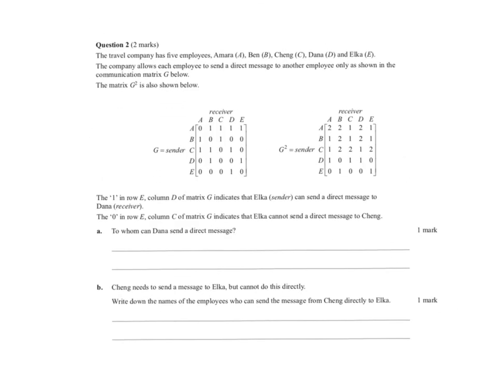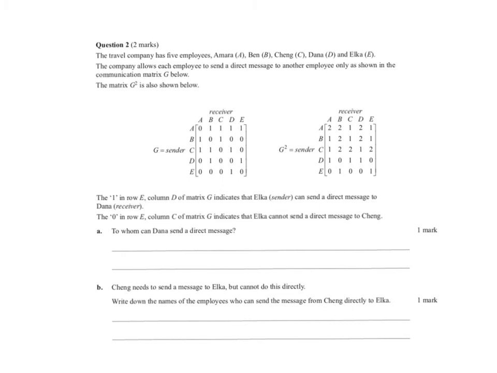Question 2. The travel company has 5 employees: Mara, Ben, Cheng, Dana, and Alka. The travel company allows each employee to send a direct message to another employee only, as shown in the communication matrix G below. We've also got G squared as well.